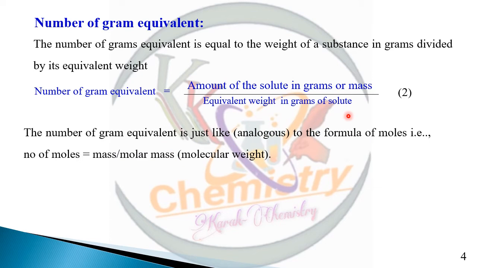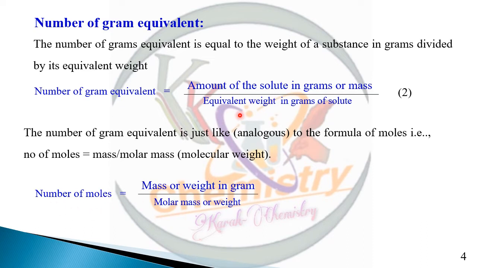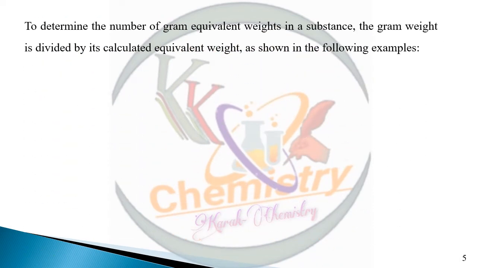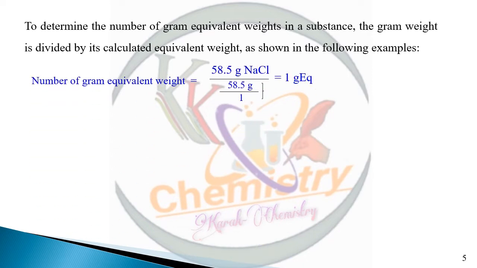So the number of gram equivalents is analogous to the formula of moles. We say number of moles equals mass per molar mass, or you can say molecular weight. So these two formulas are analogous to each other with slight changes. By equation 2 we can write equation 1 as equations 3 and 4. Okay, to determine the number of gram equivalents in a substance, the mass is divided by its calculated equivalent weight, as shown here, and we will be dealing with the equation in the previous slide later on.